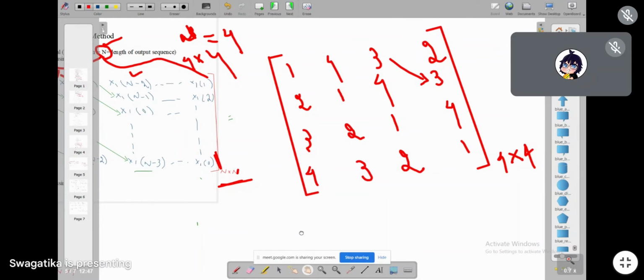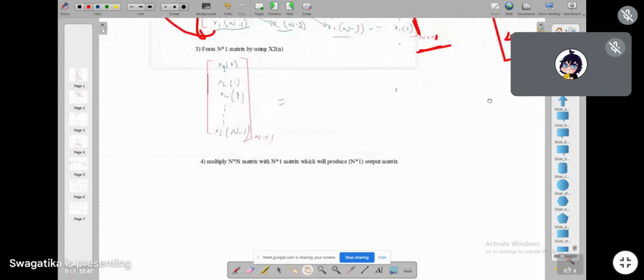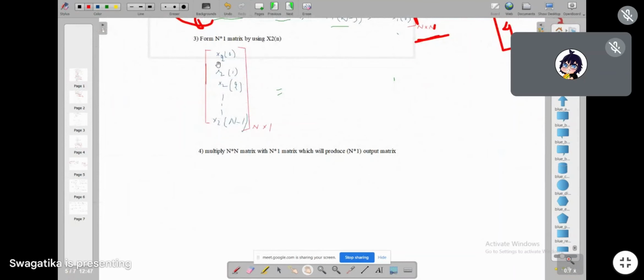Right? So coming to the next one, next step is x1 of n is done. Now you have to go for x2 of n. So again you have to arrange it in n cross 1 matrix format by using x2 of n. So it will simply be x2 of 0, 1, 2 up to x2 of n minus 1, an n cross 1 matrix, n number of rows and single column. So same I will go for my x2 of n.